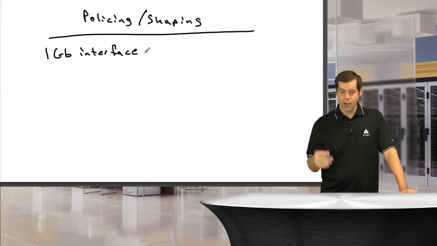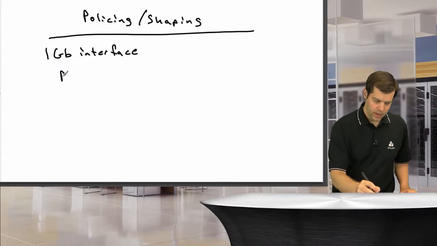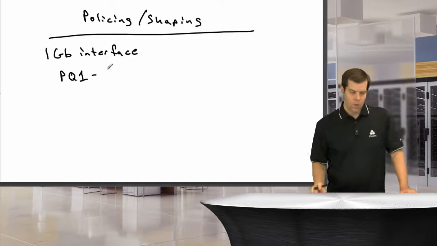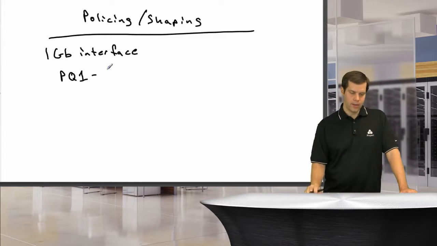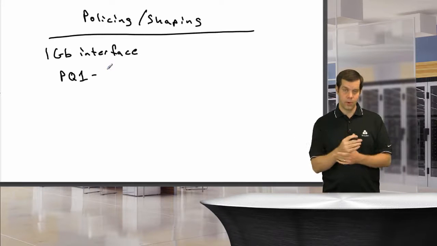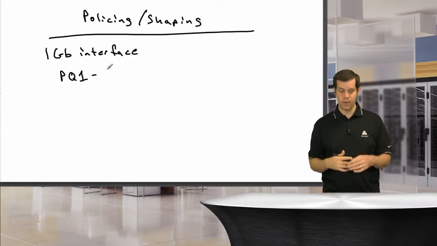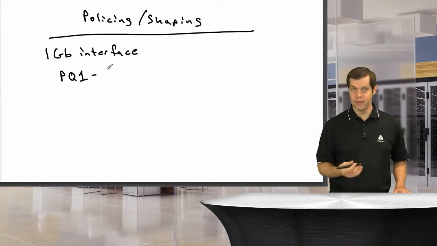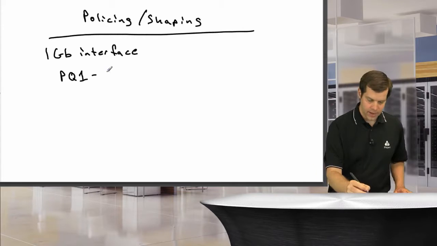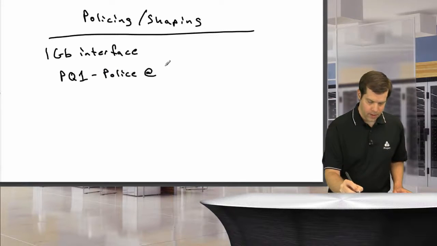And let's say we have a priority queue. So we'll say priority queue 1. We don't want to just let priority queue 1 eat up all 1 gigabit of our interface. If we're oversubscribed, this is really where we're coming into play. We don't want priority queue 1 to get everything. We want to leave room for some other people. And so you might do some policing or shaping. And so you might say, you know what, let's police this at 100 megabits per second.